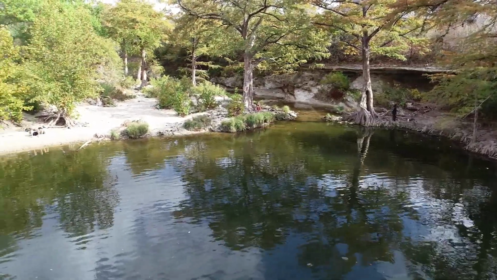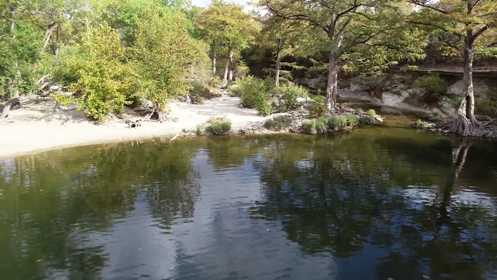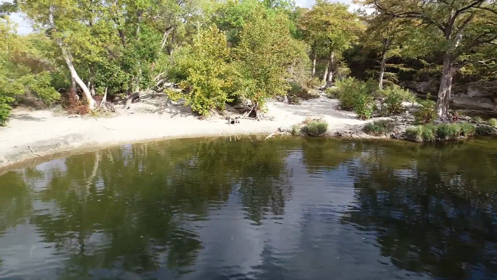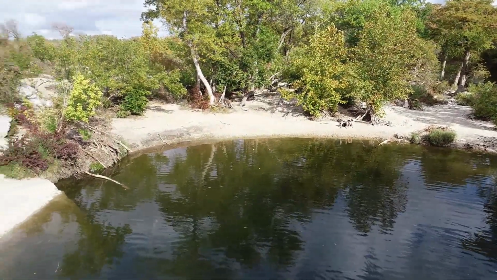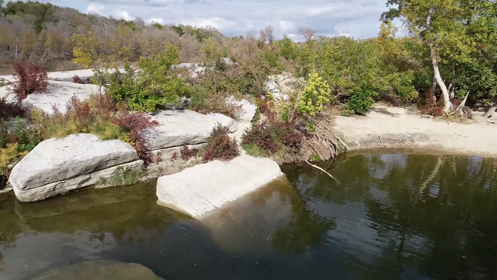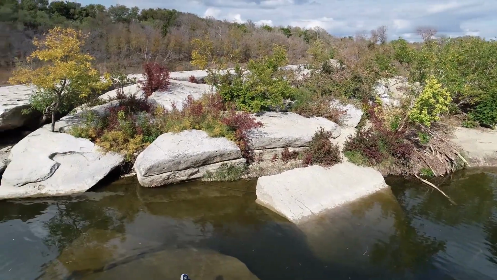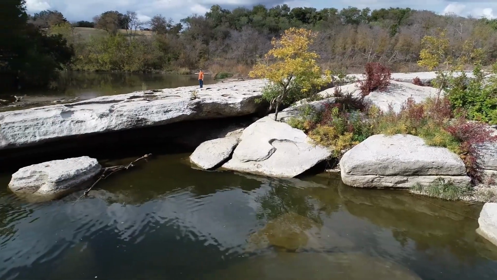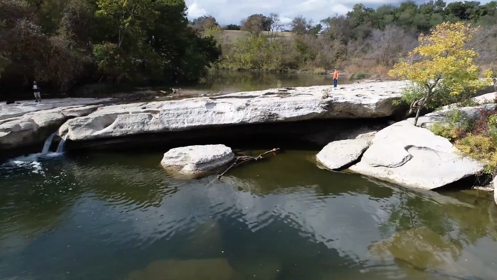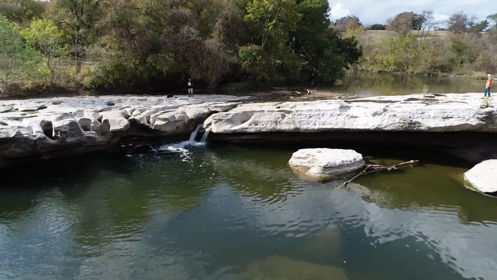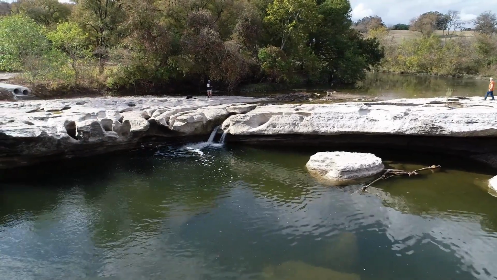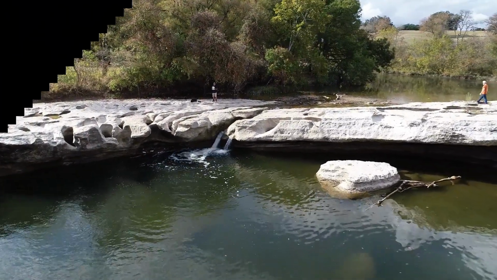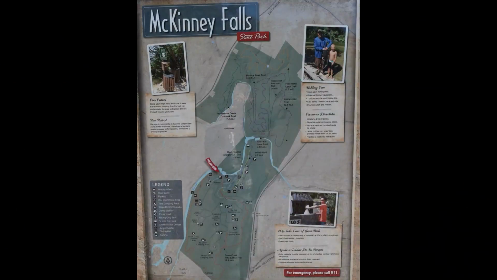And there's a couple fishermen there along the banks. And actually earlier there were some sunbathers on the beach area there. There's some sightseers walking up on the rocks now. So that's it for our tour of McKinney Falls and McKinney Falls State Park.